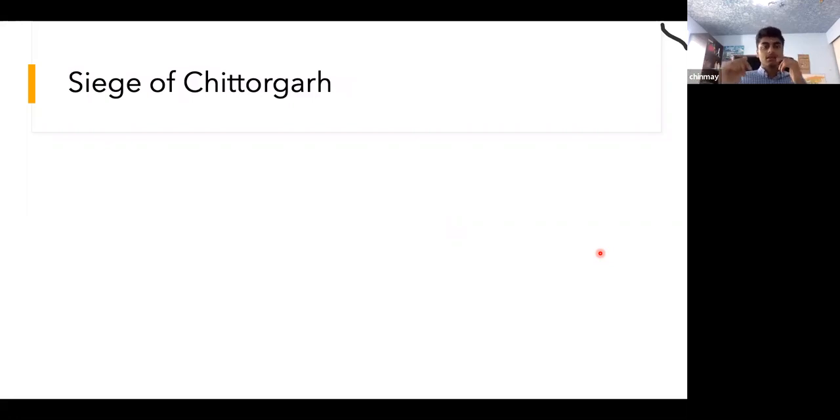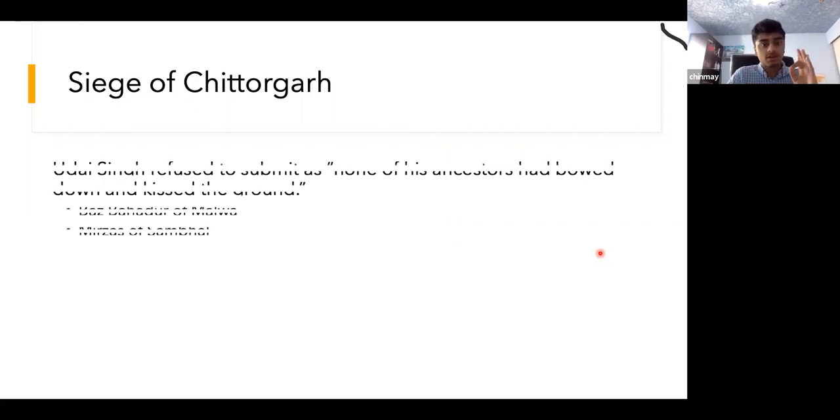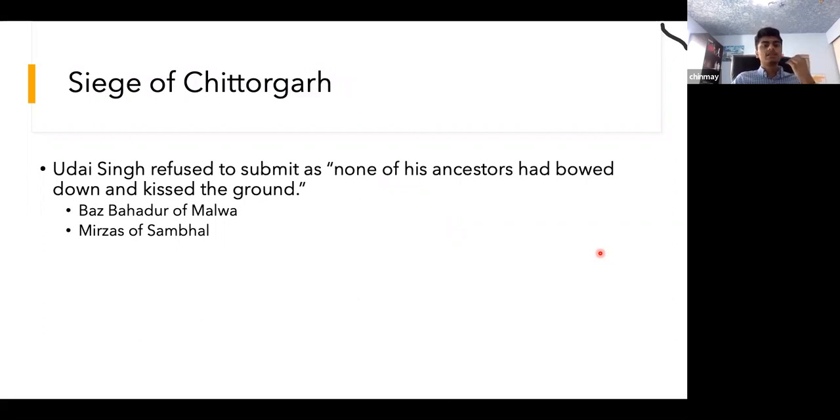So the Mughals and Mewar had a lot of little battles back and forth. But the main battle was the siege of Chittorgarh. So Akbar sent an envoy to Uday Singh, telling him that if you give up, if you bow down and become a tributary and rule underneath the Mughal flag, then we'll let you live, we'll let your people live, and you can continue doing your work. Uday Singh refused. And his exact words, as written by a Persian writer with Akbar, said Uday Singh refused to submit as none of his ancestors had bowed down and kissed the ground. So Uday Singh was still a proud Rajput and he refused to bow down to this foreign entity.